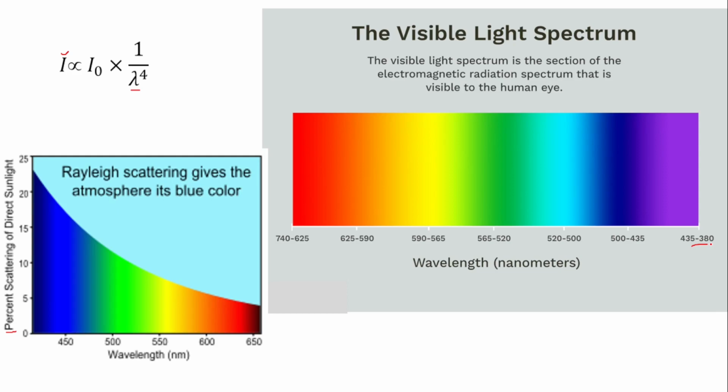Direct, you see here percent scattering of direct sunlight. So this equation now tells, if I first want to observe this equation with respect to wavelength, this equation dictates that the intensity of light scattered would be maximum for the violet or indigo, because those are the shortest wavelength in the spectrum. They correspond to this range.